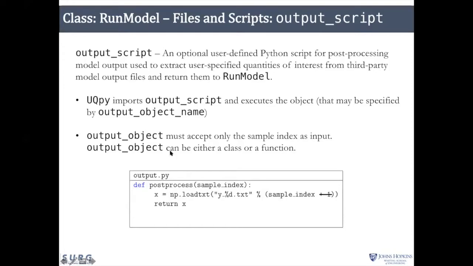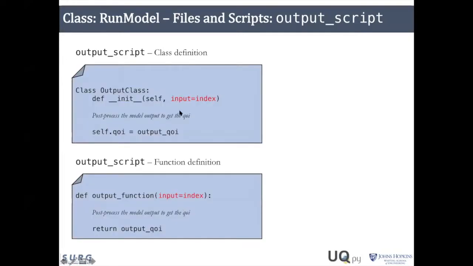Within the output script, an output object is defined, and the name of that output object is passed as an input to RunModel. UQpy will import this output script and execute the output object, which again should accept only the sample index as an input. Again, it can be either a class or a function. If it is a function, it should return the quantity of interest. If it is a class, it should save the quantity of interest within the class as self.qi.